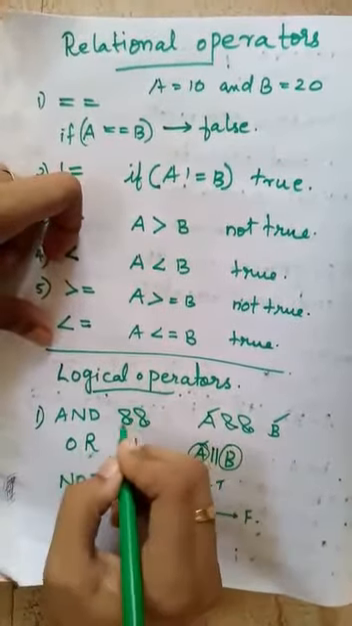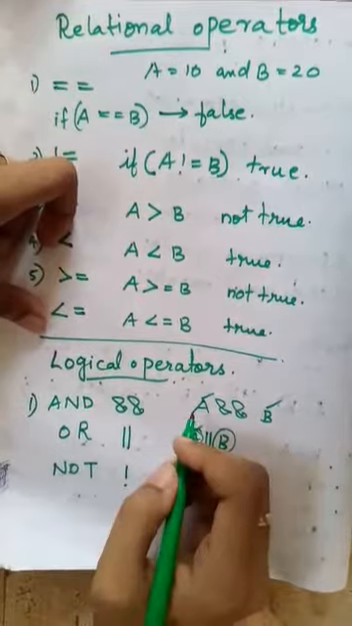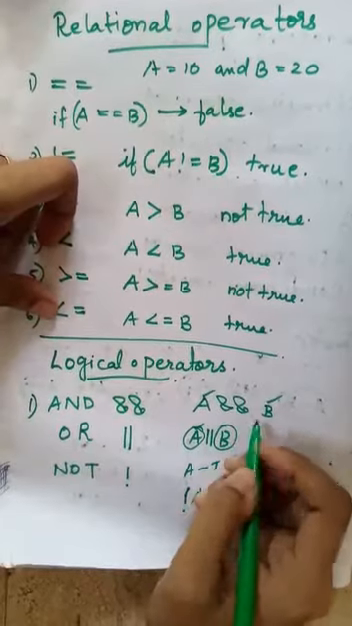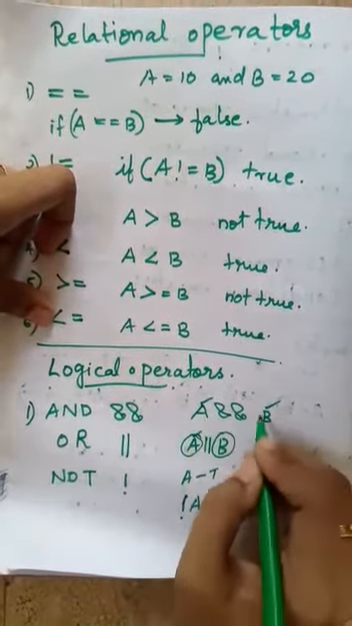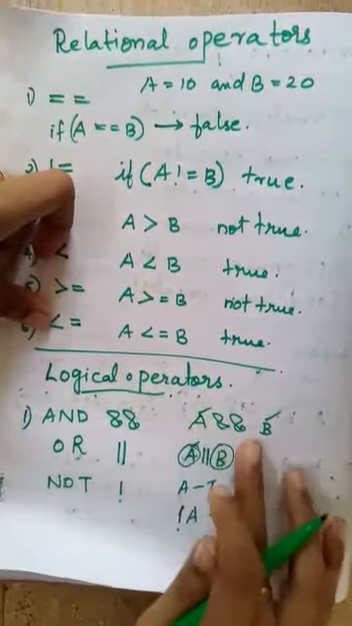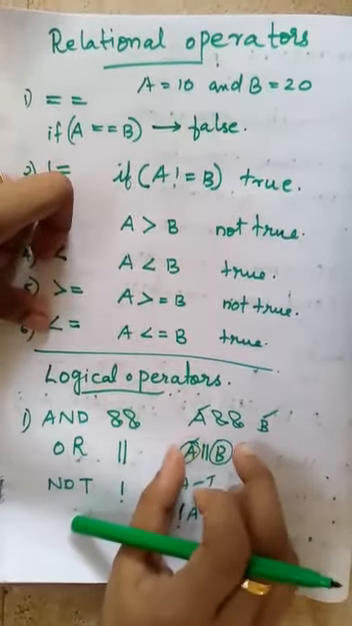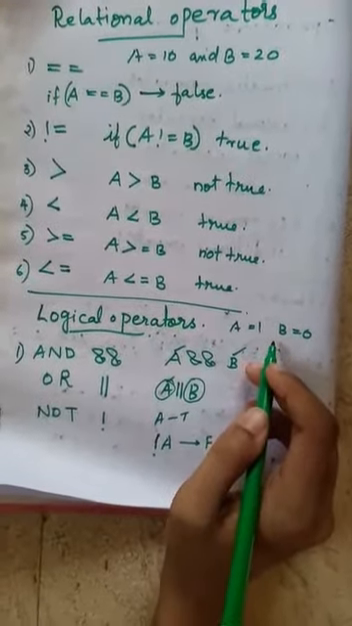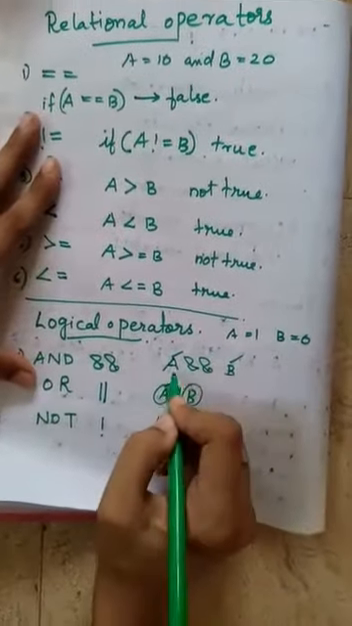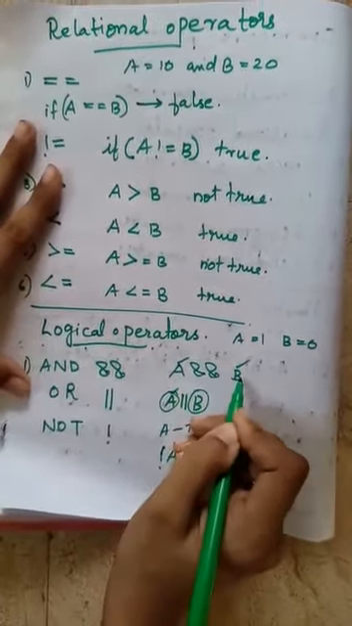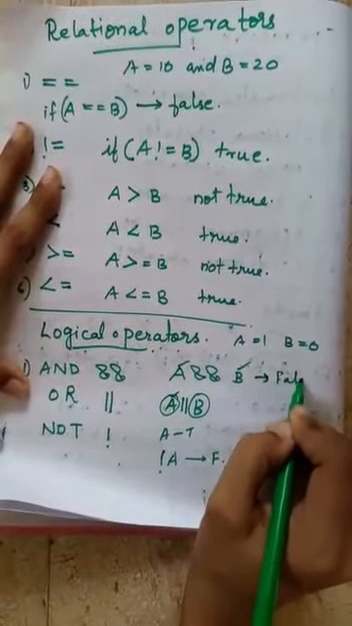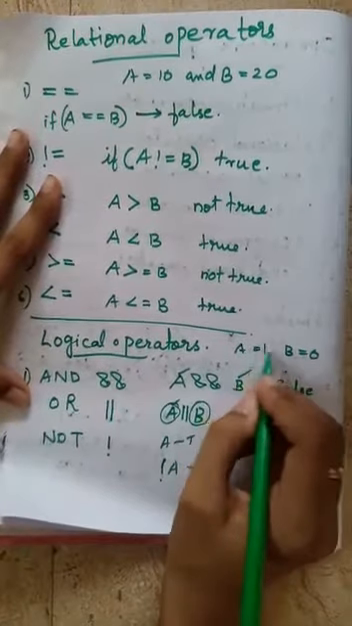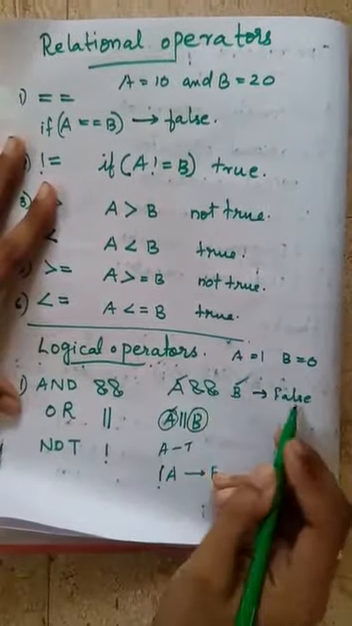Logical AND is represented as two ampersand symbols. If both the operands are non-zero, then the condition becomes true. That is, if operand A and operand B are both true, it will return true. If either of them is false, then it will be false. So here, A logical AND B will return false, because here we have B as 0, which is false, and only A is true, that is 1. So we get it as false.